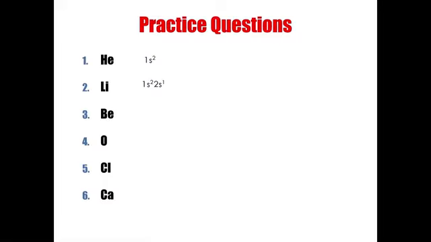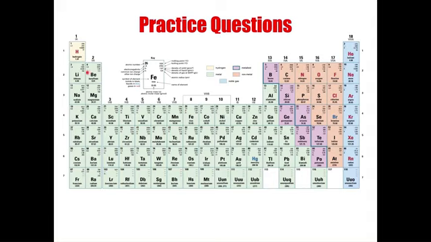Let's do the same for beryllium. Beryllium happens to be located right beside lithium. Now it has 4 electrons, and again, those electrons will be allocated very similarly.